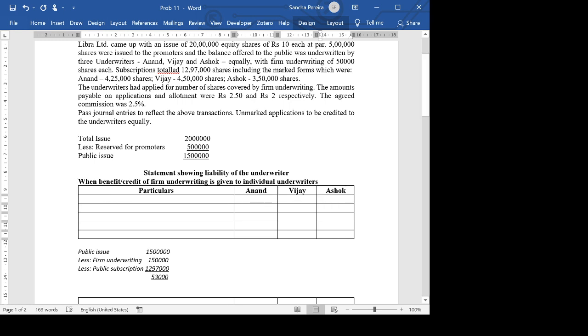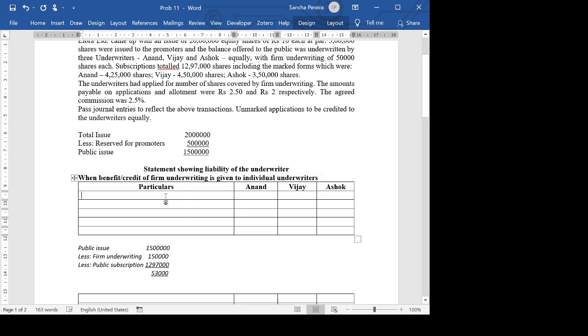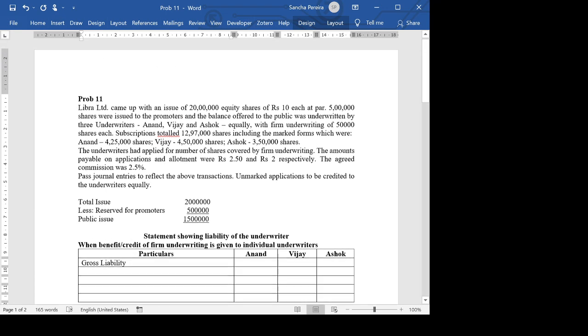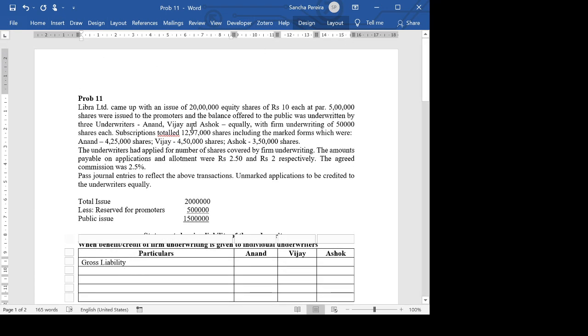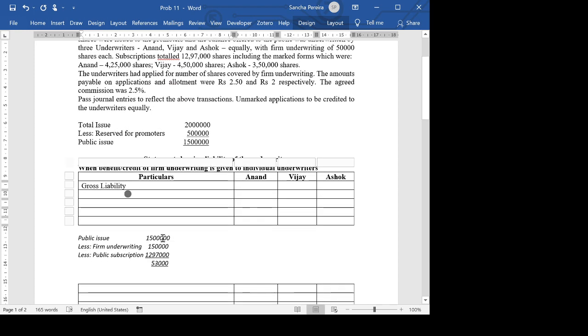We start with gross liability. Now we need to be a little careful here. Though they have said 20 lakh shares, out of 20 lakhs we are concerned only with the balance that was offered to the public and was underwritten by the 3 underwriters. That balance is 15 lakhs, like how we have taken it here. We are not concerned with 20 lakhs here, because we know out of 20 lakhs, 5 lakhs will already be taken by the promoters.